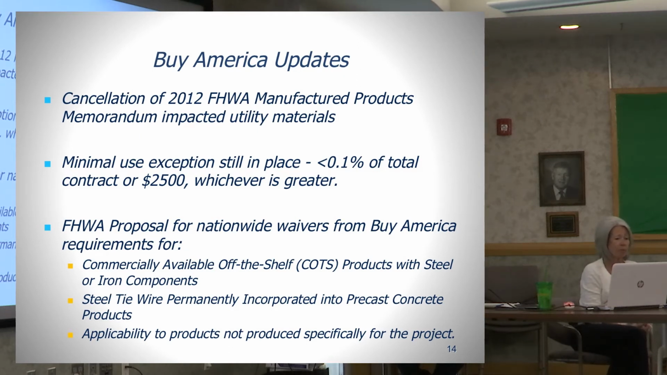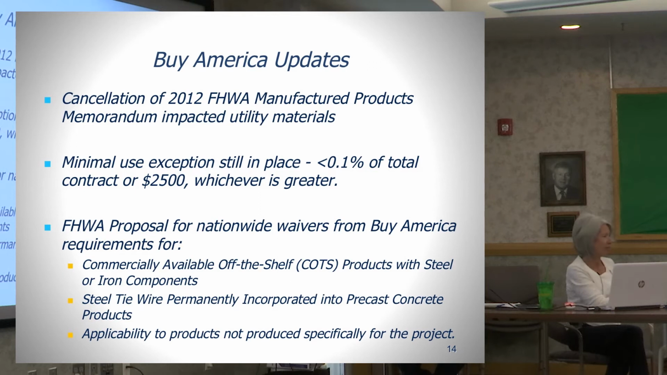For now, the minimal use exception is still in place. If the cost of the Buy America materials is less than 0.1% of the total contract, or $2,500, whichever is greater. And again, the construction contract is one contract and the utility agreements each are their own individual contracts. So that's still available.